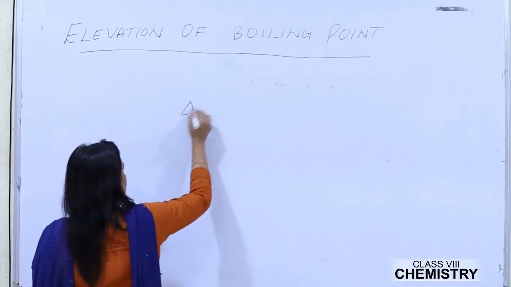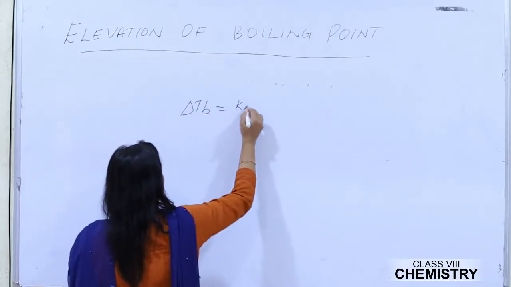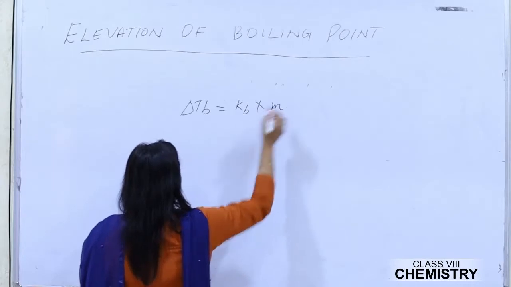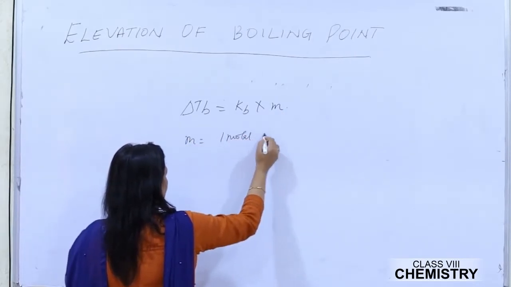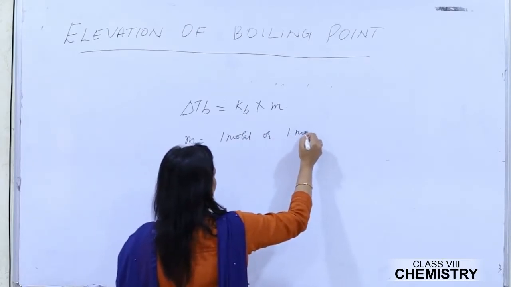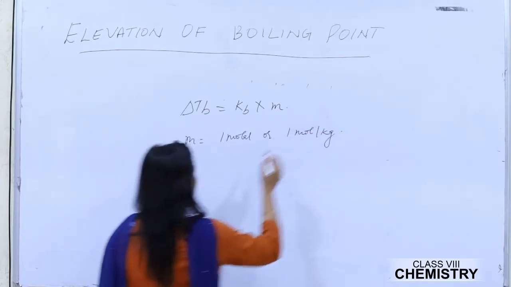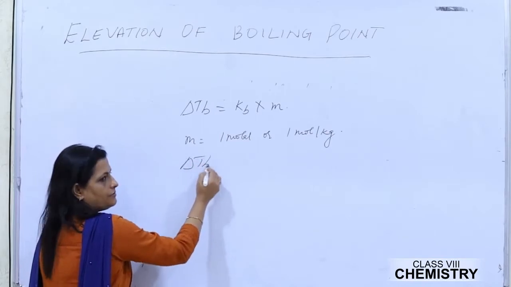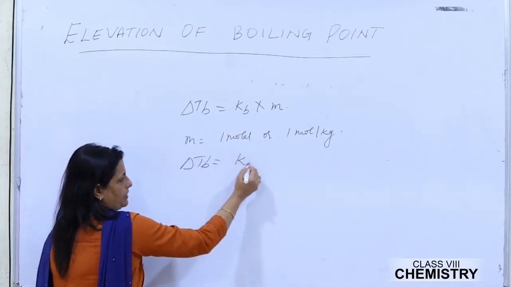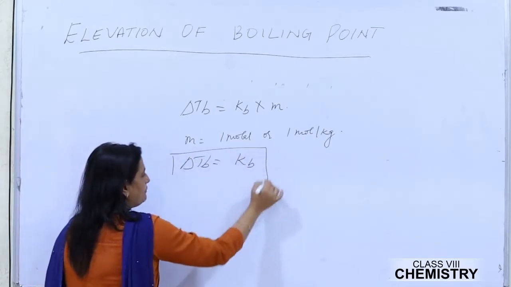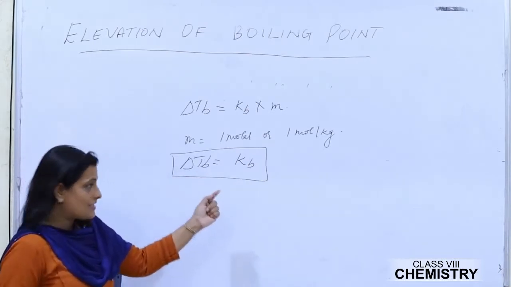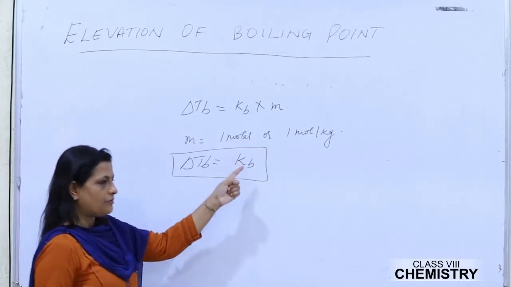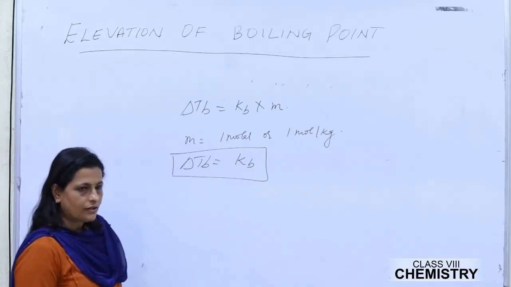See, delta Tb is equal to Kb into m. Now, if molality is 1 molal, or 1 mole per kg, then what will delta Tb be equal to? Delta Tb is equal to Kb. So how can you define Kb? That is the molal elevation constant.